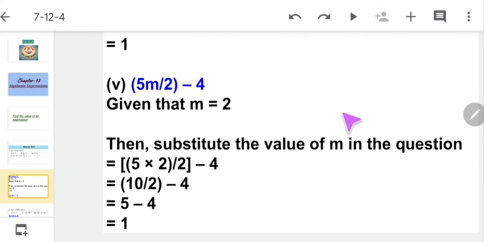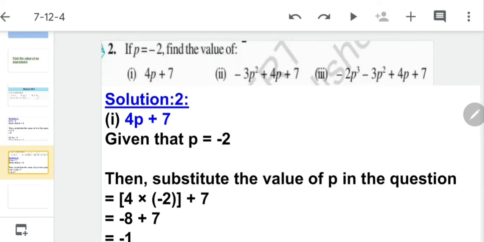You can see here also. 5 into 2 gives us 10. Then 10 is divided by 2. It gives us 5, and 5 minus 4 gives us 1. Okay.